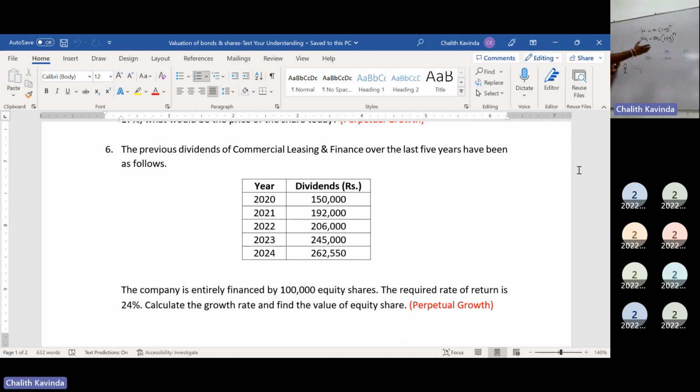Now you are in here. Earlier, yes, apparently we are in here. But to calculate the growth rate, we had to come to this particular year. Now, from here onwards, we are going to look forward. What is the future value? The future value is 262,550.